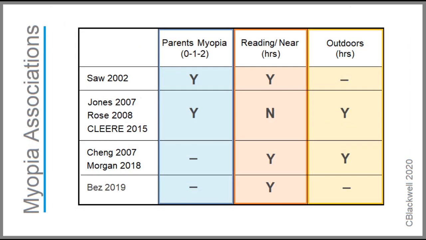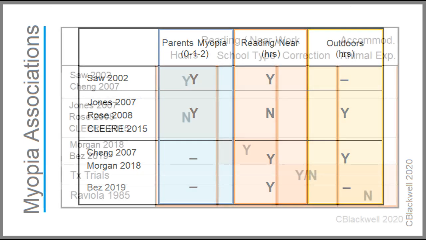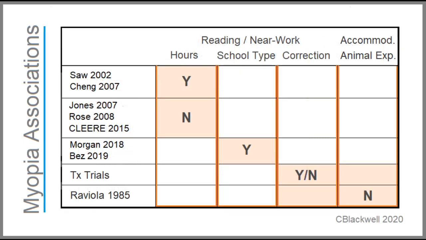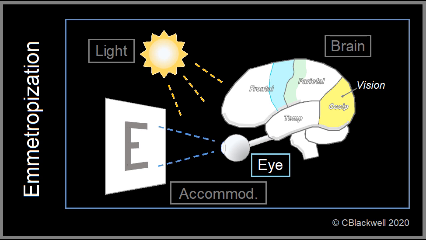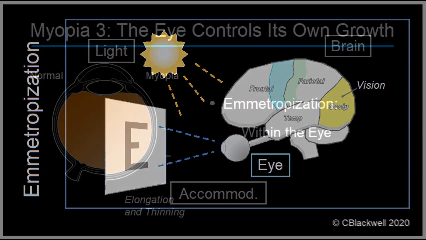In video number 1, we presented a representative sample of large and well-done observational studies on factors associated with myopia. They showed agreement on the role of parents and outdoor time, but they showed conflicting results about association of near work with myopia. If accommodation is not the mechanism, what is? Our next set of experiments involves investigating features of emmetropization located within the eye.